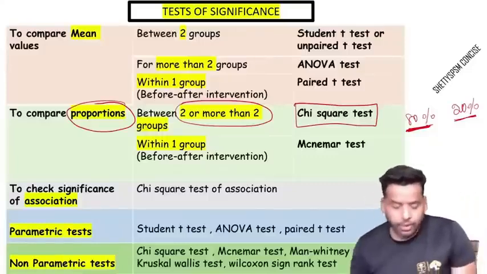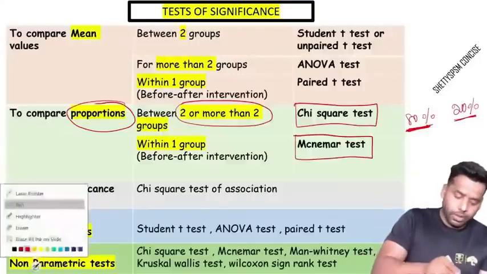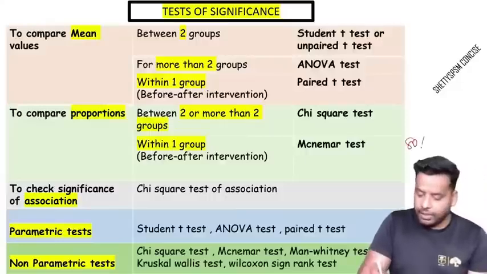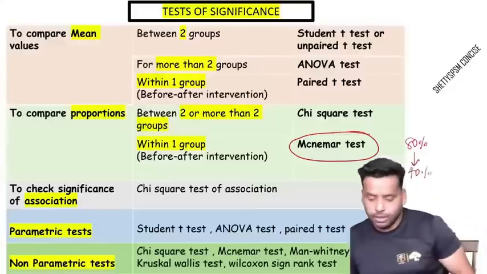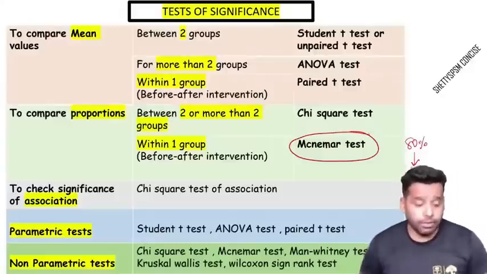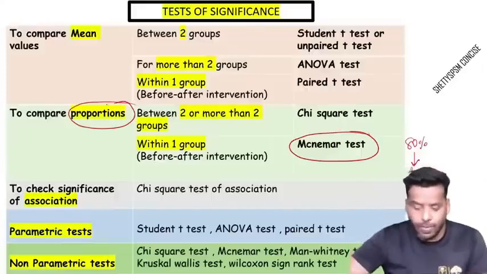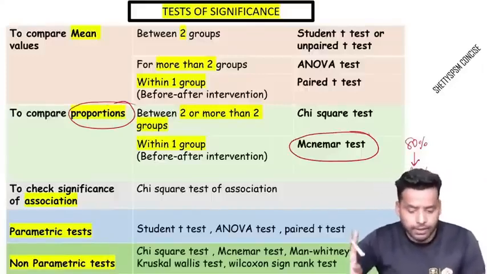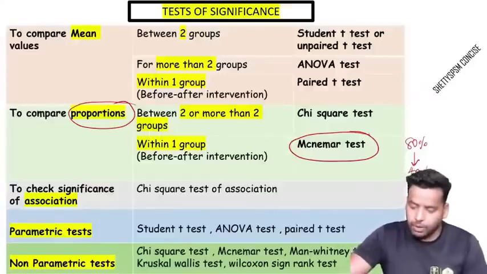Or you take one group. The prevalence of obesity is 80%. After intervention, it reduced to 40%. In the same group, you are comparing proportions. What test is used? See the words properly. McNemar test. See the name properly. McNemar test. So tell me two tests used for proportions.